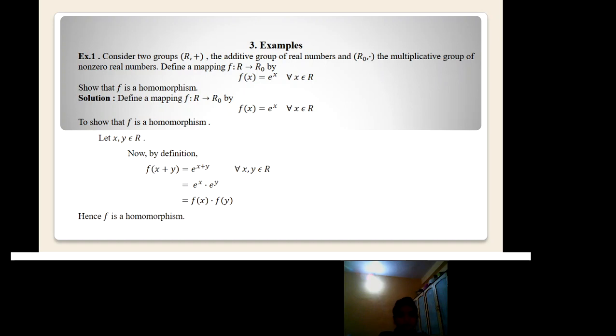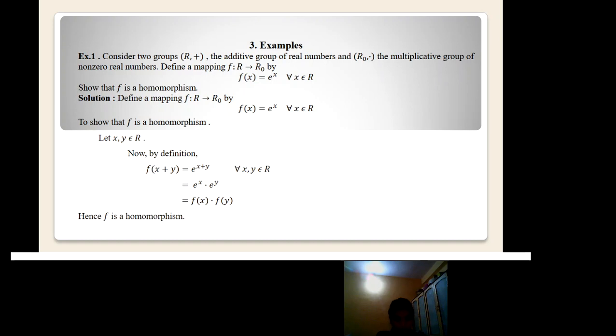First example: consider the two groups (R, +), the additive group of real numbers, and (R0, ·), the multiplicative group of non-zero real numbers. Define a mapping f from R to R0 by f(x) = e^x for all x belongs to R. Show that f is a homomorphism.